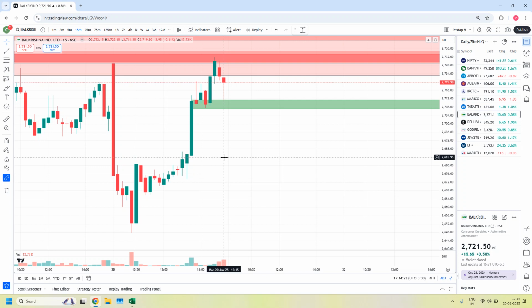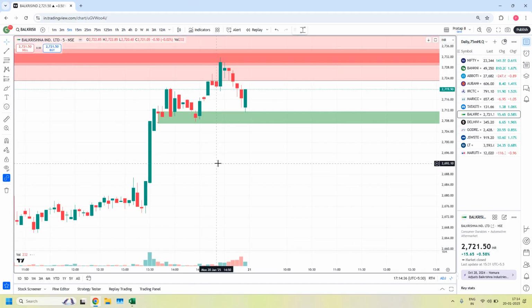And today Balakrishna Industries once again proved it. The fine-tuned 5 minute area, which is a high liquidity zone, again pushed the market up to the 5 minute high liquidity zone. Let's go to the 5 minute time frame.